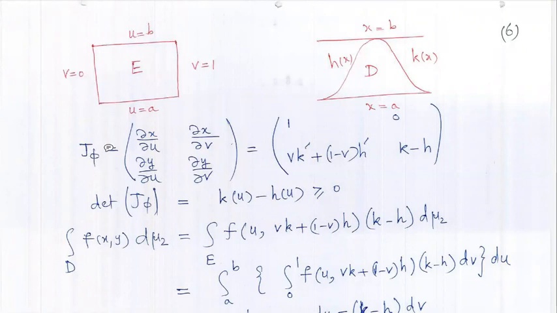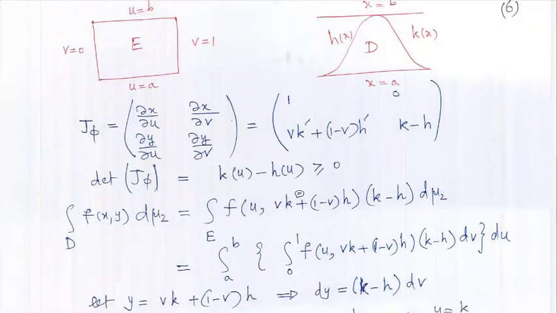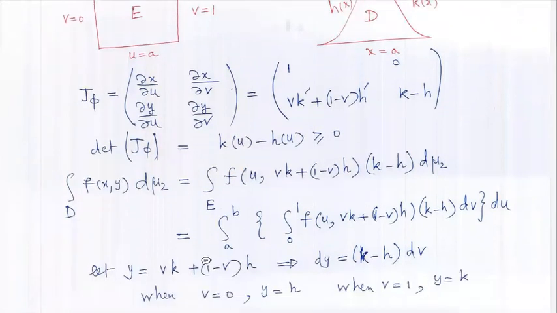So we need the Jacobian of the transformation. For the Jacobian, we determine partial x by partial u, partial x by partial v, partial y by partial u, partial y by partial v, this matrix. We substitute the values of these derivatives over here, and we find the determinant is k minus h, which is always positive. Then the integral this one is equal to this one, and if we put the change of variable like this, then we can convert this integral to be this one.